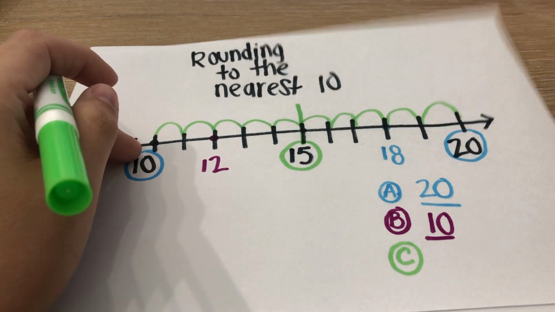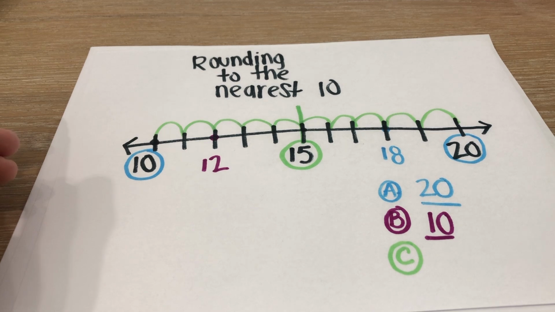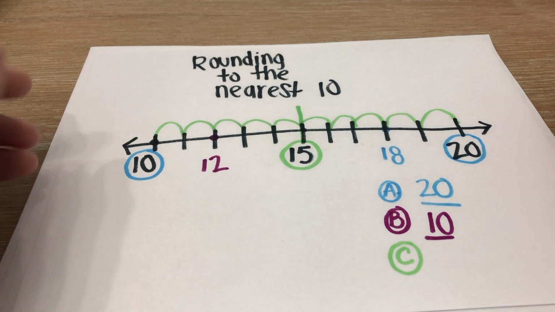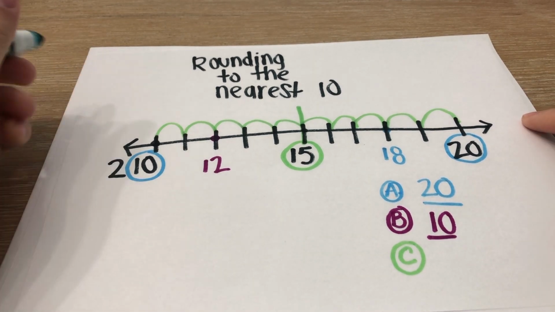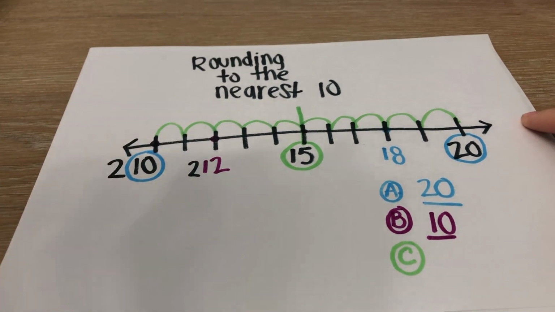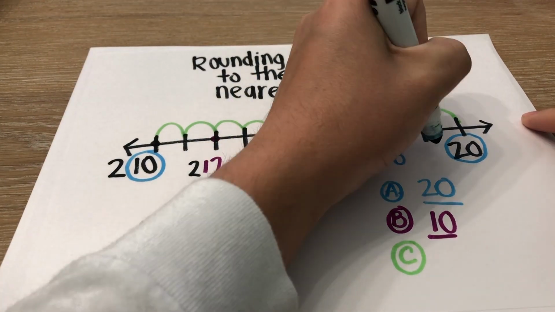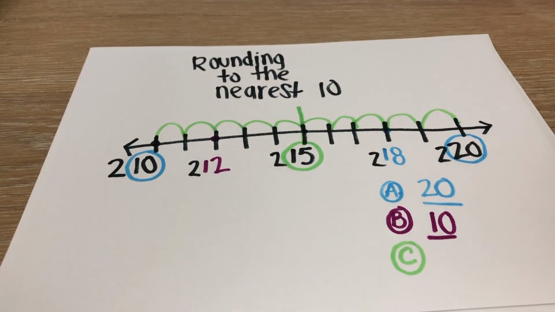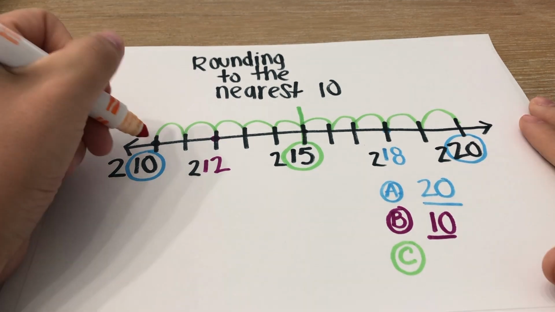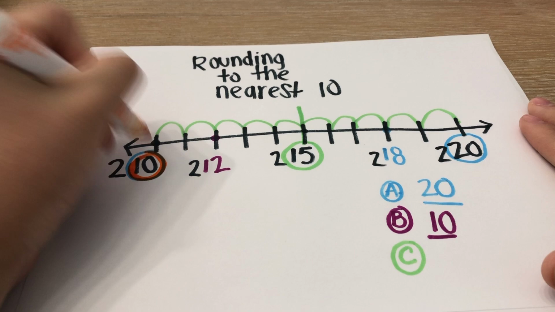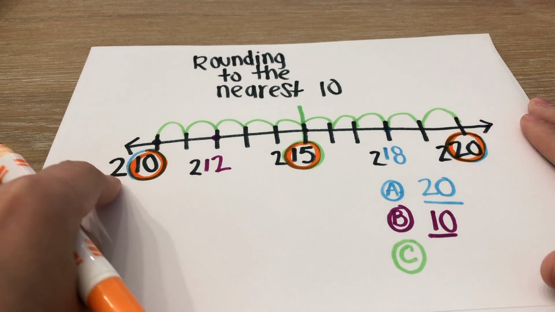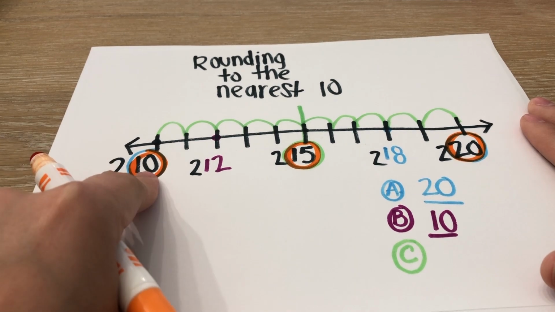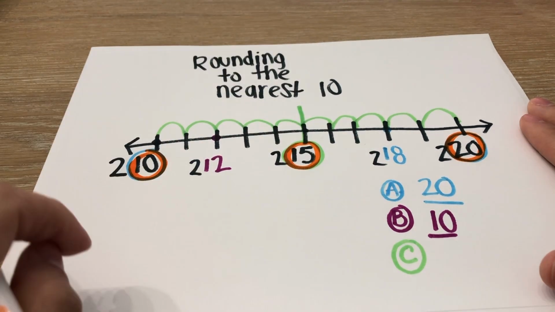So, if you were rounding to the nearest 10, but it's a bigger number, so let's say that the number is 210, so 212, 215, 218, 220, that's fine too, because guess what? The only numbers you really need to worry about are the tens place numbers. So it can have 100 there, but we're not even gonna look at it. We're only gonna look at the tens and the ones when rounding to the nearest 10.